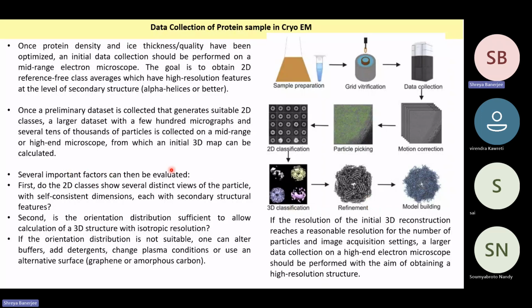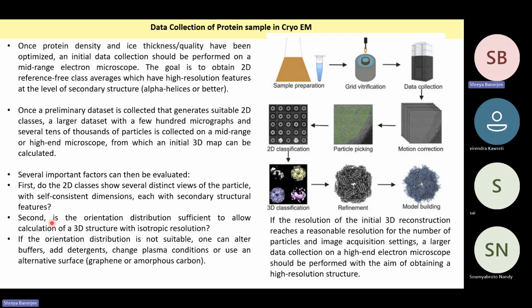There are certain important factors that need to be kept in mind. Firstly, do the 2D classes show distinct views of the particle with self-consistent dimensions, each with secondary structural features? So you see this 3D classification. In order to reconstruct a three-dimensional structure, we need two-dimensional images from different angles, like from the top, the side, from the bottom. We need several distinct views of the particle. And each of the 2D projections must have high enough resolution that we can see the secondary structure with it.